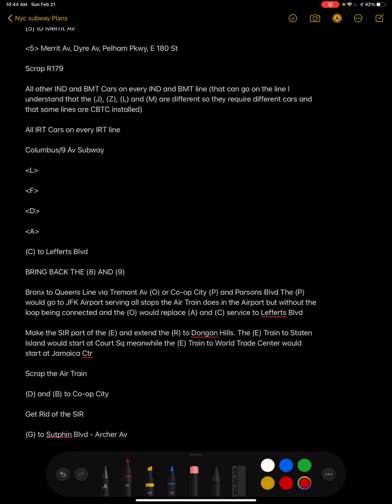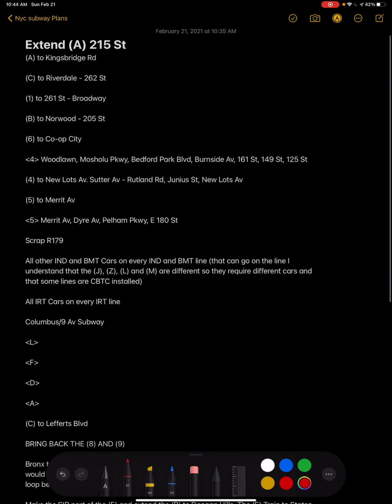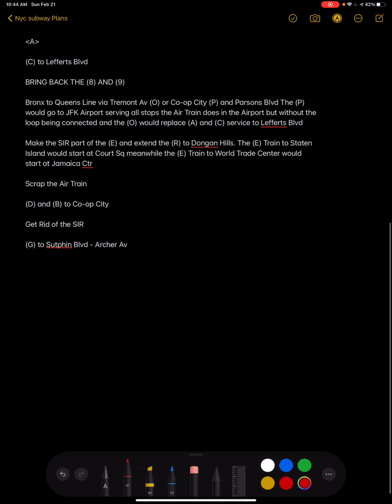And then the G train would have R160s, not R179s, because we scrapped those. The G train would be able to go back on the Queens Boulevard line, and it would go to Sutphin Boulevard, Archer Avenue. I don't want to extend it all the way to Jamaica Center, because I just want to make a line terminate at Sutphin Boulevard because it's such a big hub for commuter rails. And I think I'd put a Long Island Rail Road stop at Union Hall Street. Well, actually, that's too close. It would be Parsons Boulevard.